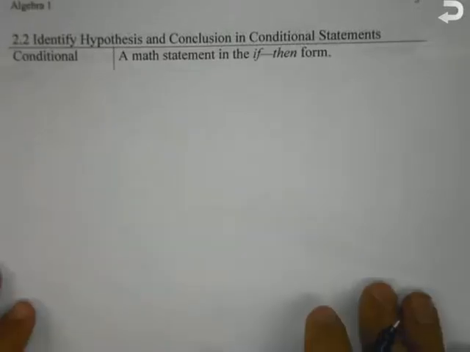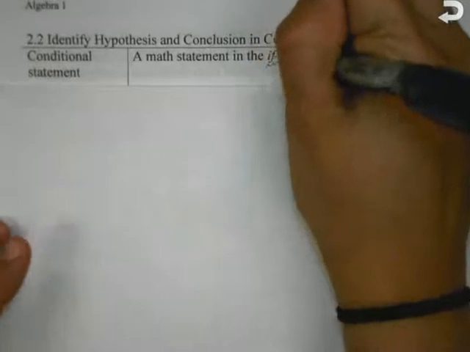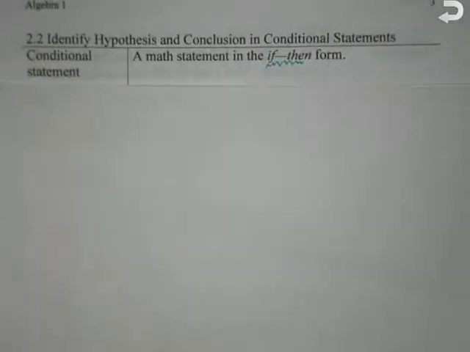So what we're going to be doing for 2.2 is identifying hypothesis and conclusion in conditional statements. There are three vocab words we need to look at. First of all, what is a conditional statement? A conditional statement is a math statement in the if-then form. So it's going to have in the statement, if this happens, then that happens. Okay? So it's an if-then statement.